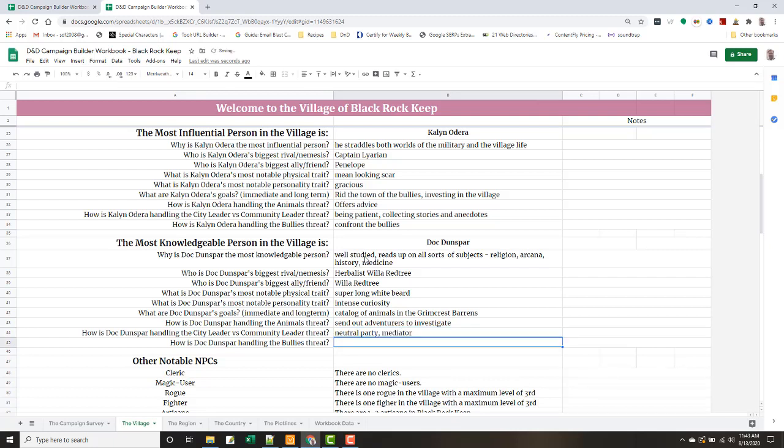And how is Doc Dunspar handling the bully threat? He's not affected by it. He may hear stories, he may patch up wounds, but really he knows it's beyond his concern. And the town's guard leave him alone. Like, they know that he's kind of untouchable in this situation. So he's just not affected by it.